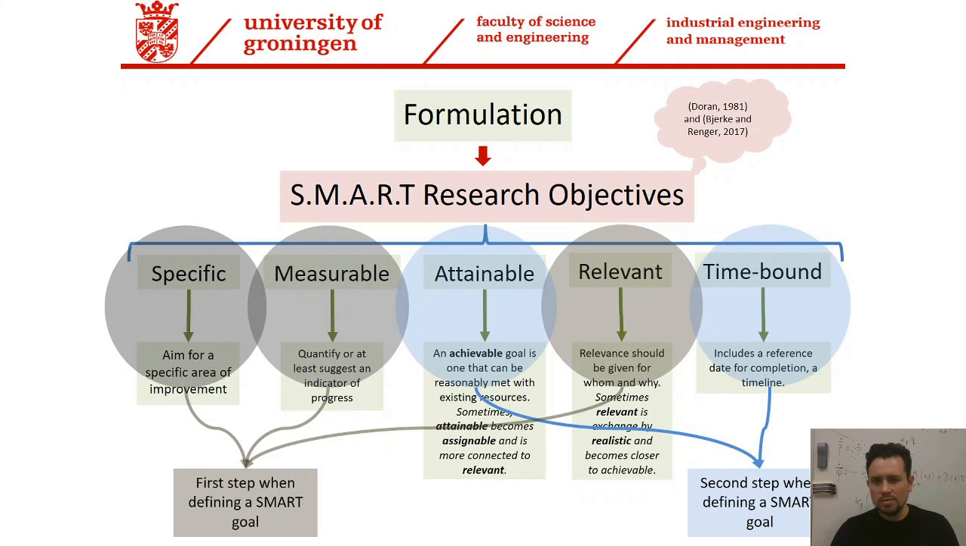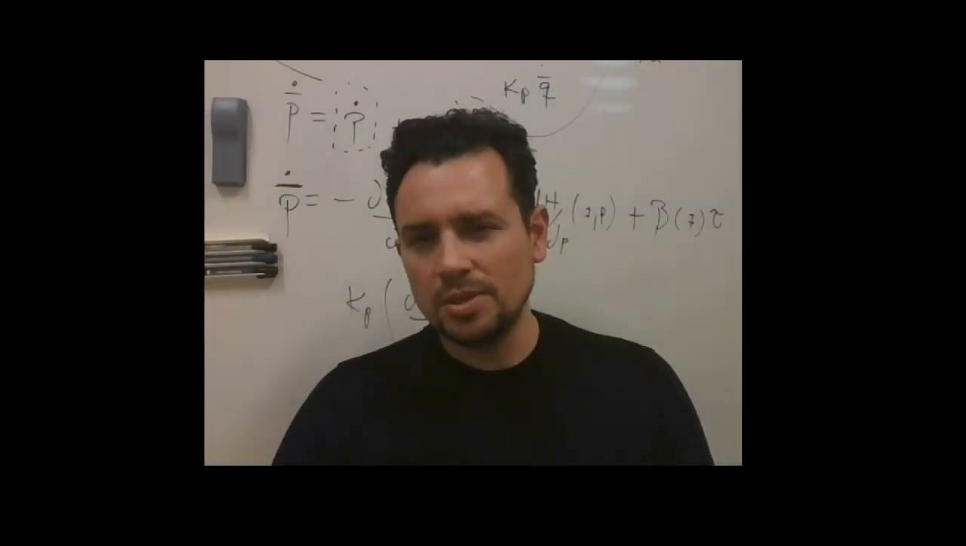Certainly, the research objective should be relevant, measurable, and specific, and that information will come directly from the problem formulation, the analysis, and the problem statement. In principle, we should have enough information there. But the objective being achievable and the time boundness of the objective is information that can in principle be negotiable. It's a little bit more uncertain. Then the authors say that the first step is specific, measurable, and relevant. And once this is clarified and written, then we can dig into the attainability and the time boundness of the objective.